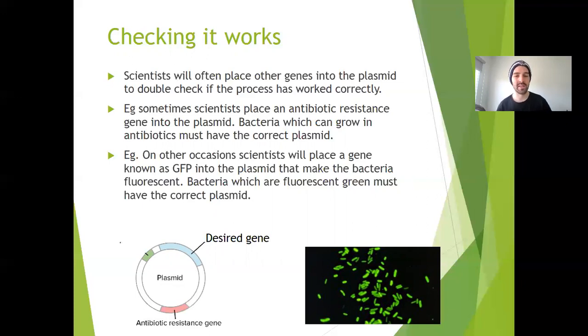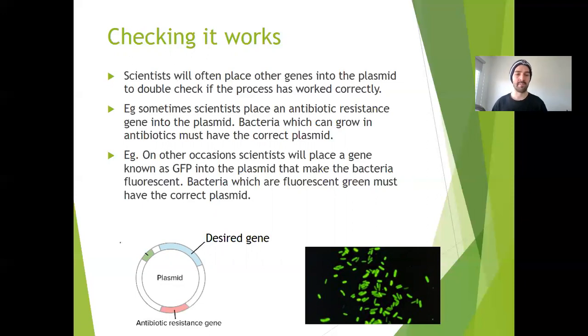The second one is sometimes they'll put a gene that will actually make the plasmid or the bacteria glow, and that's known as GFP, or green fluorescent protein. And so obviously the bacteria that are glowing bright green must have the plasmid inside of them working, because they've then got the gene for glowing in the dark. So again, it's another gene that they add to test if the process works.